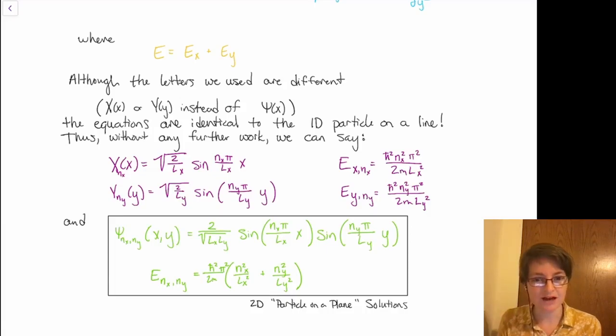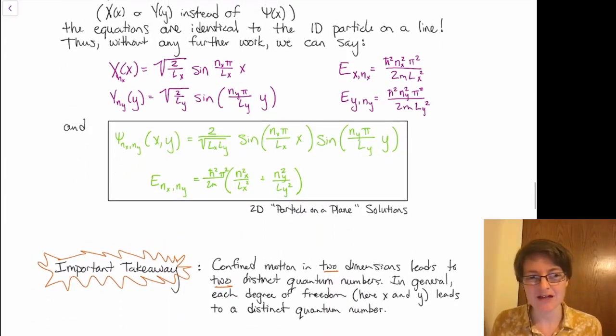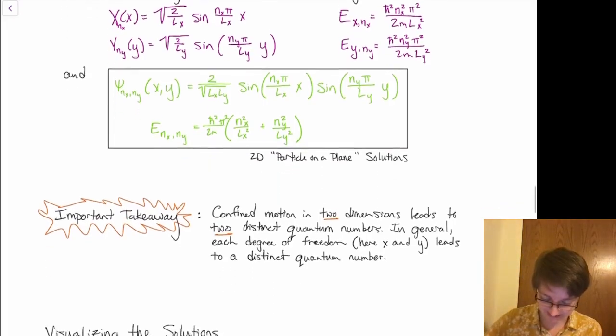I have two sine functions, one that depends on x and one that depends on y, multiplied together. And what's really interesting and worthy of note is that because we started talking about confined motion in 2 dimensions, we arrived at 2 distinct quantum numbers. And in general, each degree of freedom, here x and y are our 2 degrees of freedom, leads to a distinct quantum number. So ask yourself real quick, how many distinct quantum numbers are we going to get when we start talking about the 3-dimensional particle in a box problem? And if you answered 3, you're spot on. That's exactly what we're going to see.